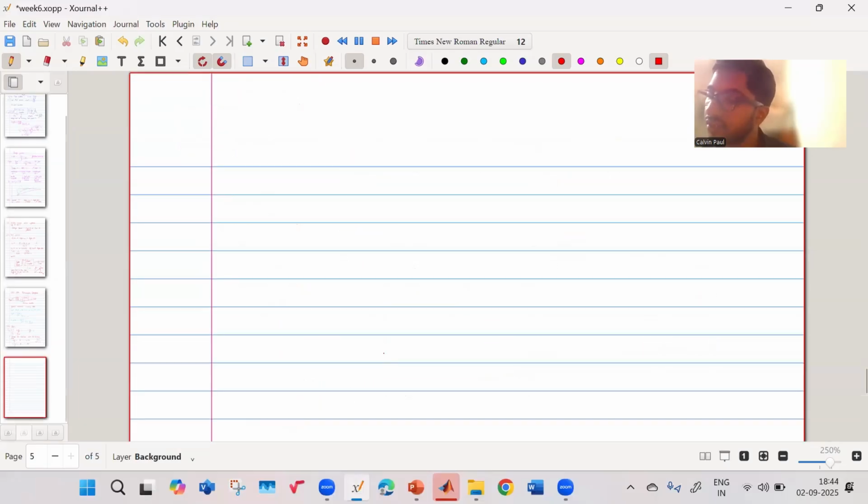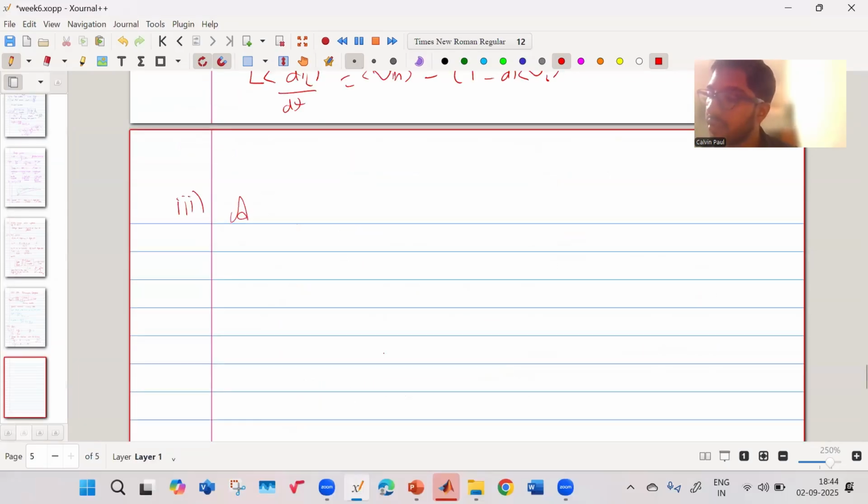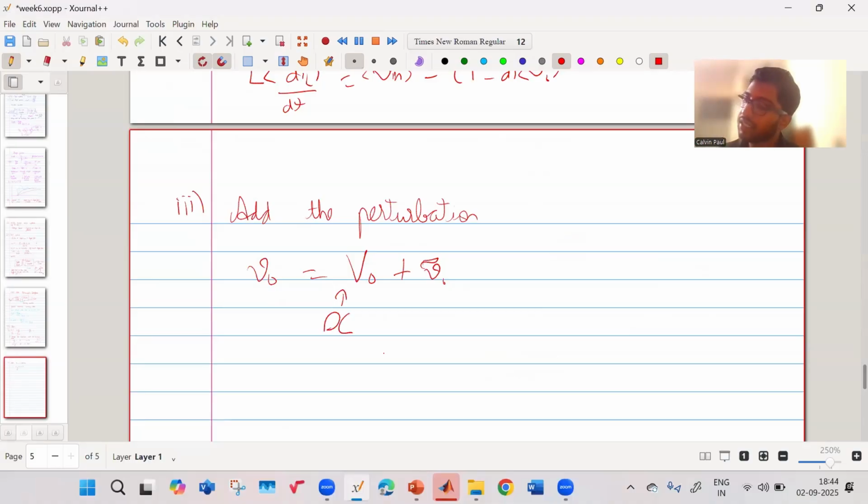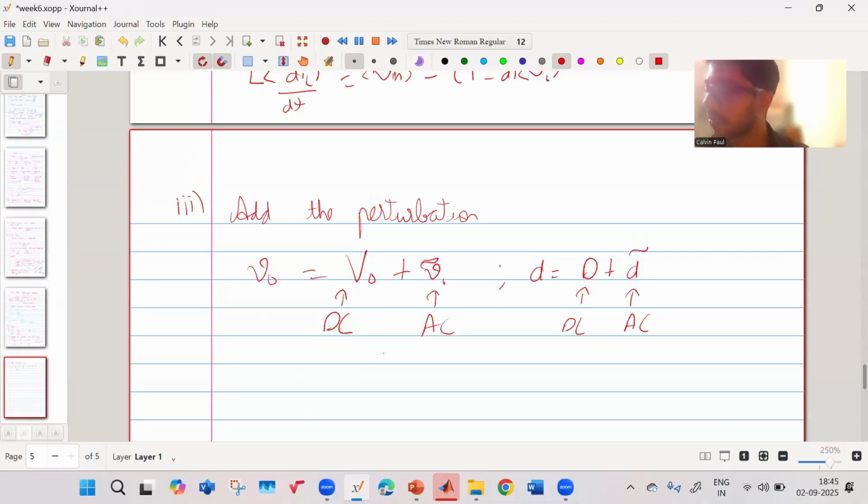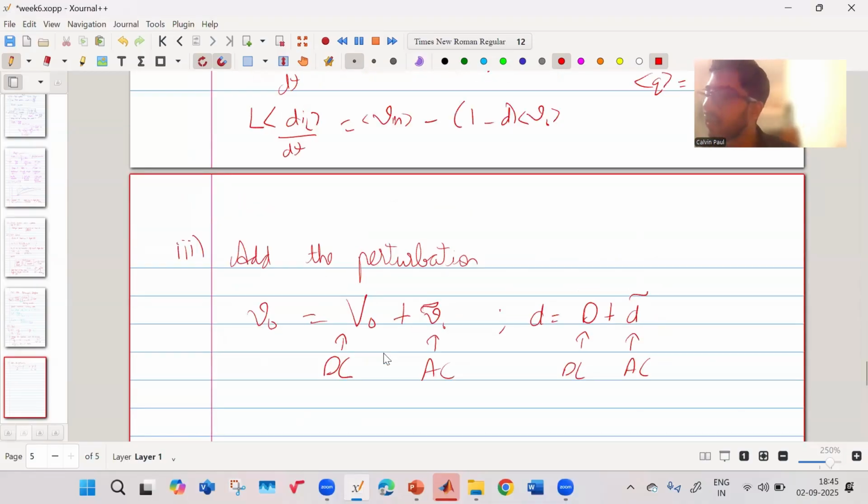Then you add the perturbation. That is, your V output is actually your capital V output plus V output perturbation. This is your DC component, which we had studied in DC circuit averaging last time, and this is your AC component. Similarly, your duty D is capital D plus D perturbation. This is again your DC part, and this is again your small signal AC part. Similarly, you apply it for all of them.